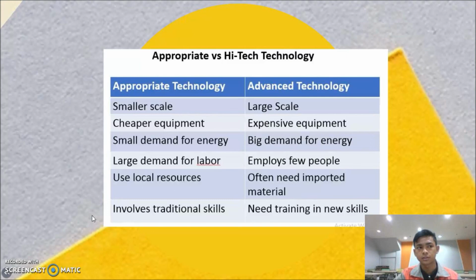Meanwhile, advanced technology is done on a large scale. They use expensive equipment. They have a big demand for energy. They only need to employ a few people. They often need to import materials, and to use it, they need training in new skills to use the technology. That's all from us.